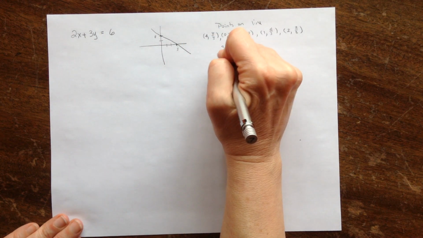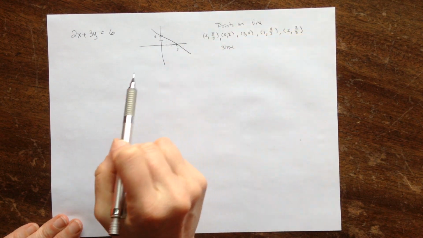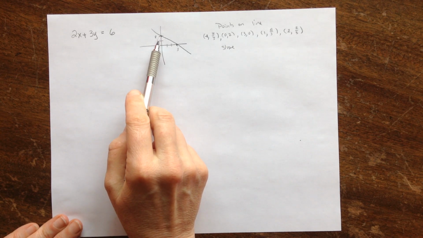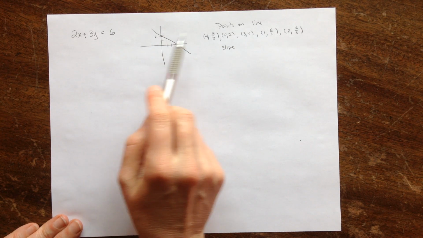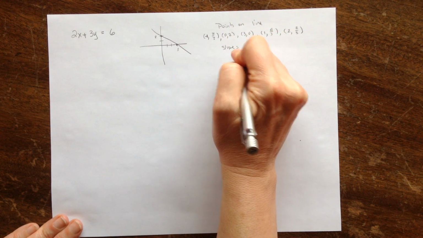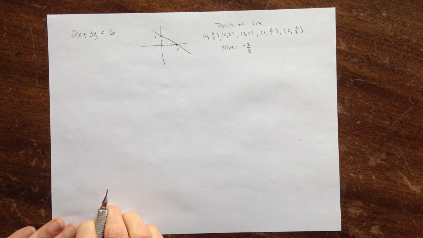And we can find the slope of the line. The easiest 2 points to find the slope with would be the intercepts. So the slope would be, if you go from (0, 2) to (3, 0), the rise would be -2. The run would be +3, and there's your slope.